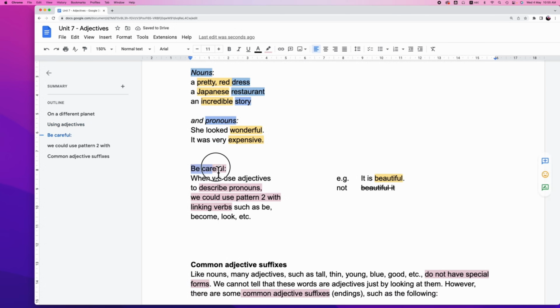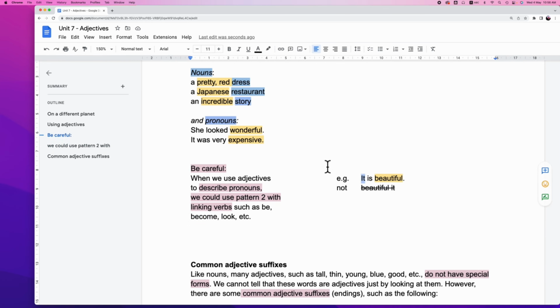You have to be careful, because when adjectives are used to describe pronouns like he, she, it, I, we, you, they, we have to use pattern number 2, with linking verbs, for example be, become, look, to tell you more about these pronouns. For example, it is beautiful. The word beautiful is telling you more about it, but not beautiful it.